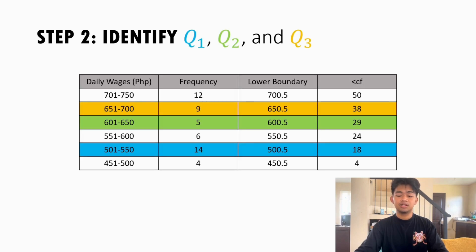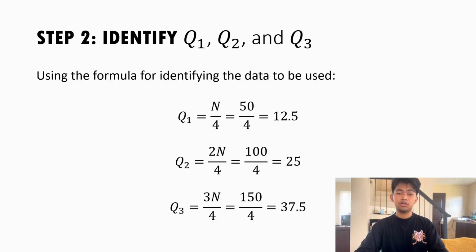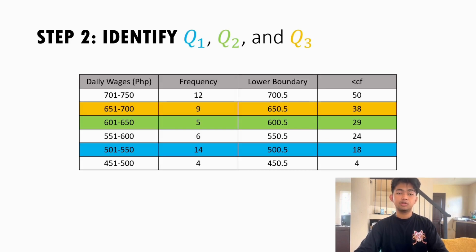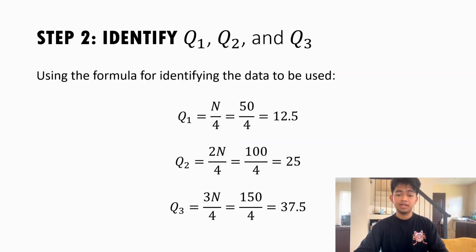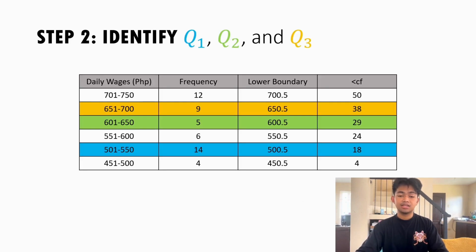From the formulas that we used in solving Q1, Q2, and Q3, we just need to base it on the cumulative frequency. Now for Q1, Q1 is equal to 12.5. As you can see here in the cumulative frequency, there is no 12.5. But 12.5 is somewhere in between 4 and 18.